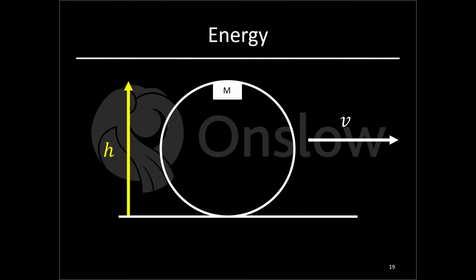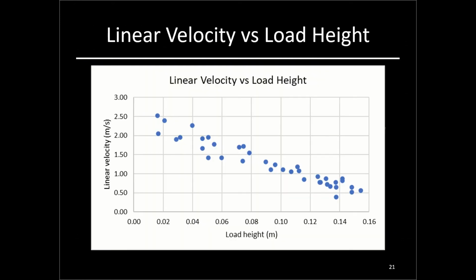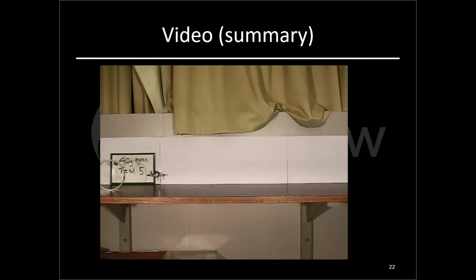In terms of energy, when the mass is at the top of the hoop, then it has its maximum gravitational potential energy and its minimum kinetic energy. When the load is at the bottom of the hoop, it has minimum potential energy but maximum kinetic energy. This graph shows that as the load height decreases, going from the right side of the hoop and down, then the linear velocity is increasing. And as the load height increases, going from the left side of the hoop upwards, then the linear velocity is decreasing. In summary, here is the video again.